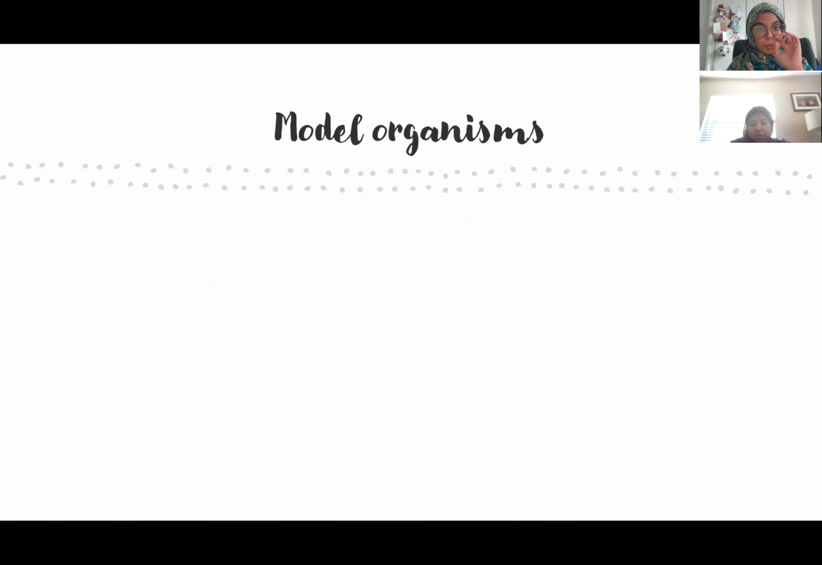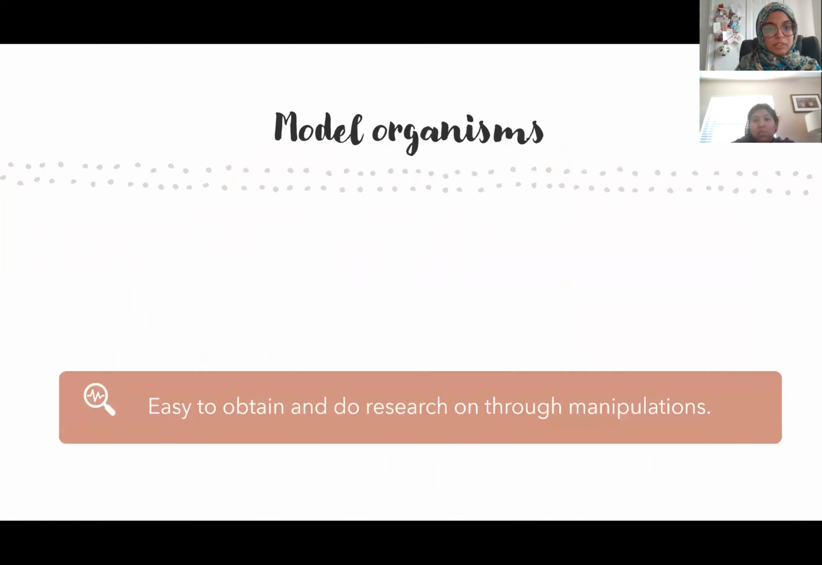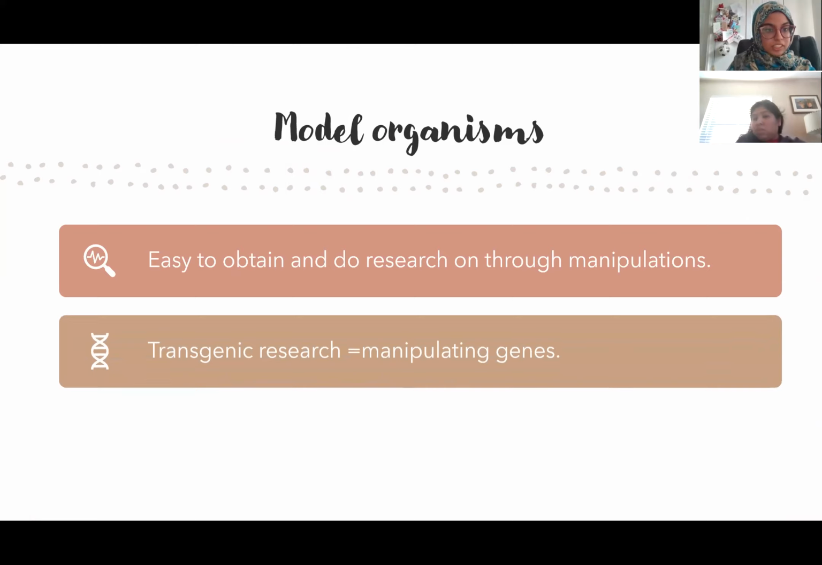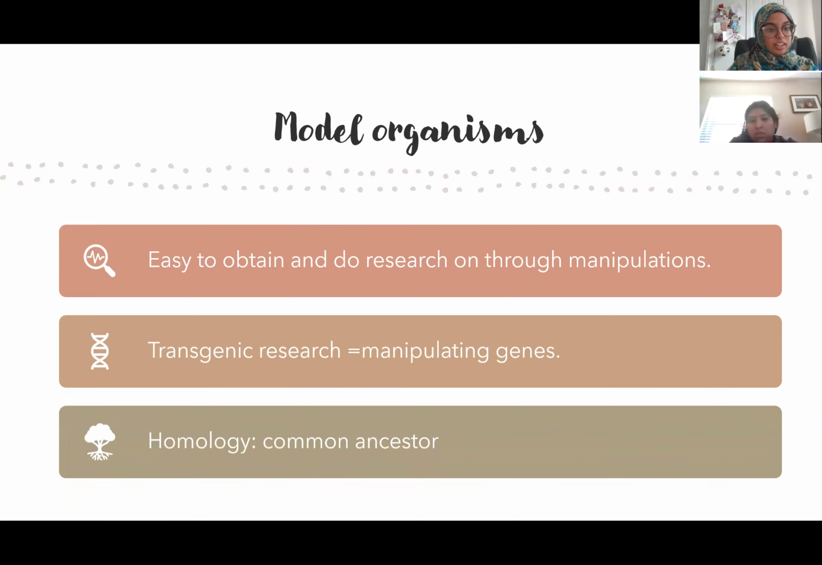And so to study developmental biology, we use model organisms, as I said before. The model organisms that they use are easy to obtain and to do research on. The type of research they do is transgenic research, which is manipulating genes, and that's really easy to do on the fruit flies. The reason that we can use model organisms is because of homology.